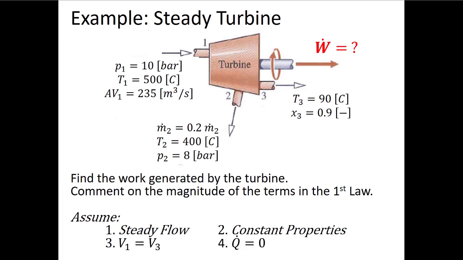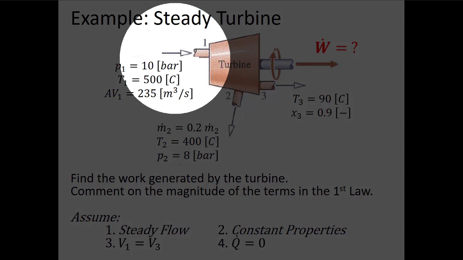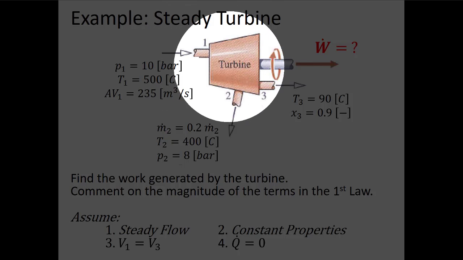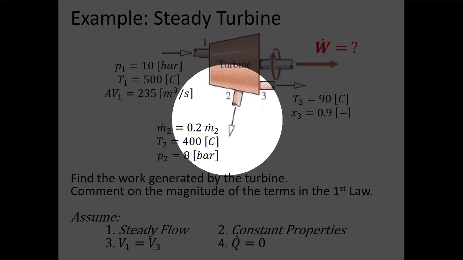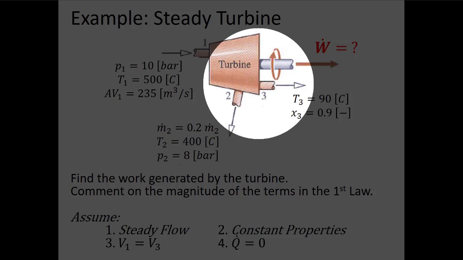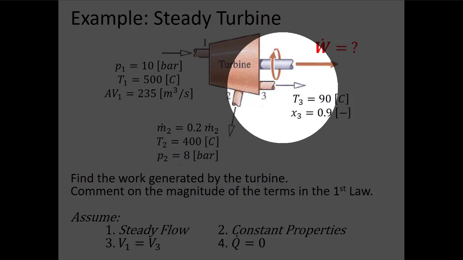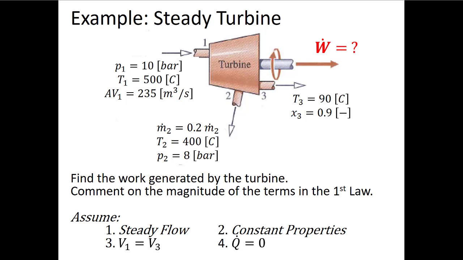So now I want to show you how we do an example for conservation of energy. Now this example you may remember because we did this same example for conservation of mass. If you remember, we had 100% of the mass flow rate coming in at the inlet, 20% of the mass flow rate going out at outlet 2, and that means that from conservation of mass, the rest, the 80% of that mass, went out at outlet 3. So we did conservation of mass on this problem already, but now we're asked to find the work generated or the power generated by the turbine. And we want to comment on the magnitude of the terms in the first law.